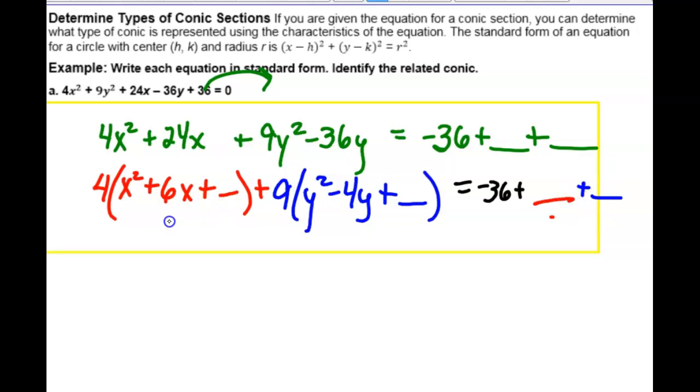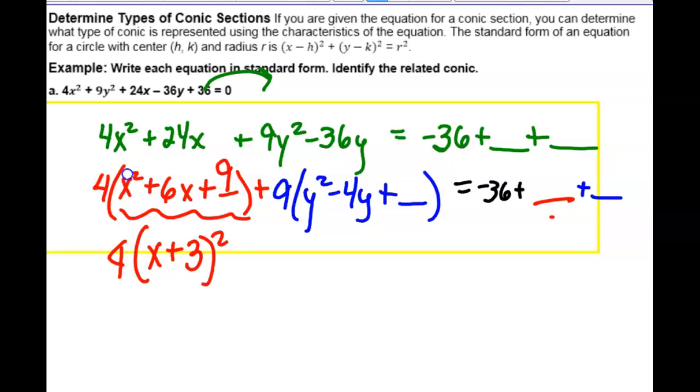All right, talk me through this. How do you complete the square on this? So you get x plus blank squared, and x plus 3 times x plus 3 would make this a 9. Now there is still a 4 out front, so what do we add to the other side? 4 times 9. And I'm going to write 4 times 9, so remember where that came from.